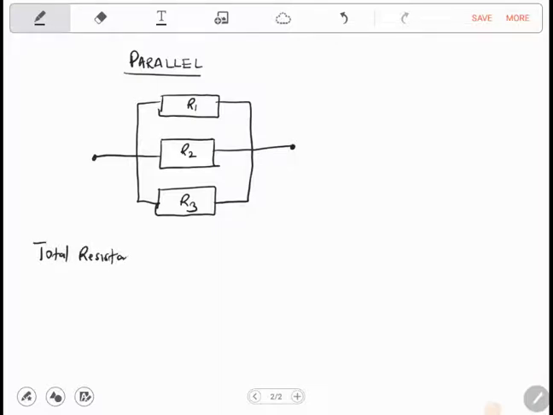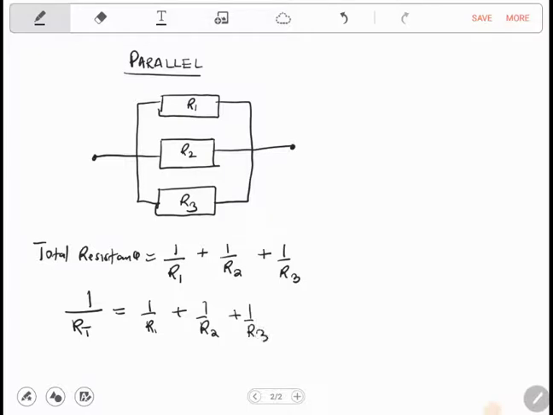So total resistance in this case is equal to 1 over R1 plus 1 over R2 plus 1 over R3. The final formula becomes: 1 over total resistance is equal to 1 over resistance 1 plus 1 over resistance 2 plus 1 over resistance 3. Let's look at an example.